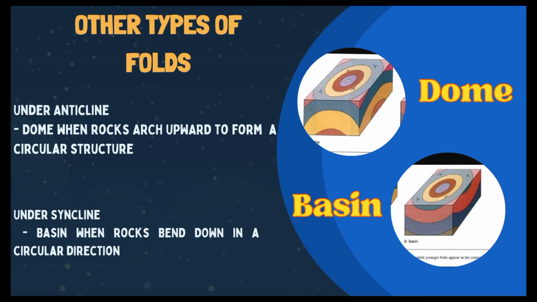There are other types of folds. Under anticline is dome and under syncline is basin. Domes happen when rocks arch upward and have a frown as their cross-section. It is also known as a three-dimensional anticline. Meanwhile, basin is a 3D syncline. It looks like a smiling face in its cross-section.